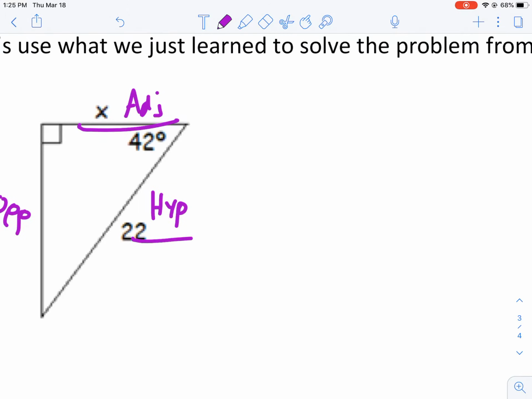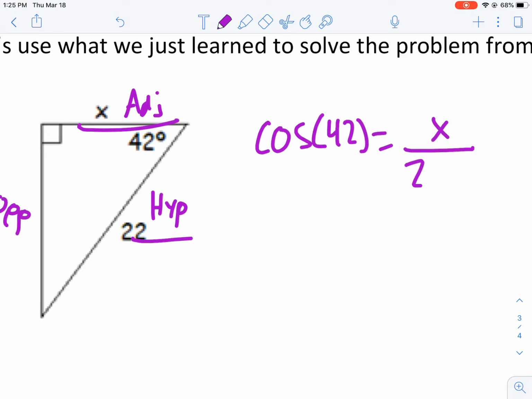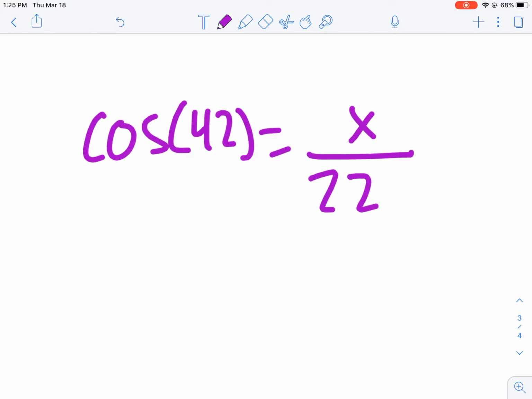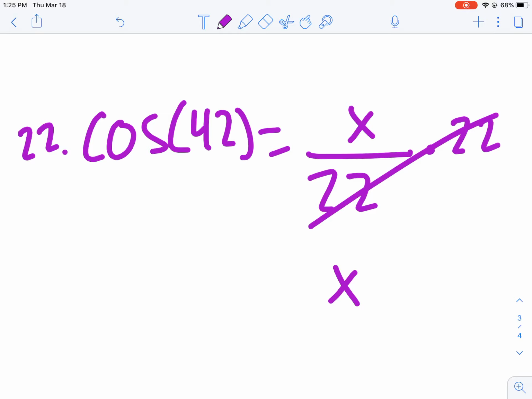So we wanna write out our trig ratio. We've got cosine of 42 equals, adjacent is x, hypotenuse is 22. So cosine of 42 equals x over 22. Now you solve this the exact same way that you solve sine. We're gonna multiply by 22 on both sides. And now we wanna put this into our calculator.